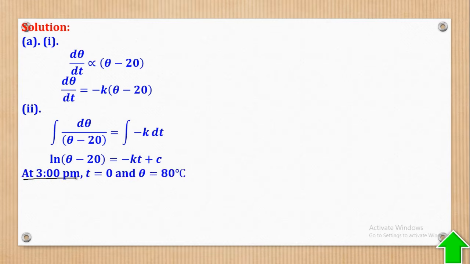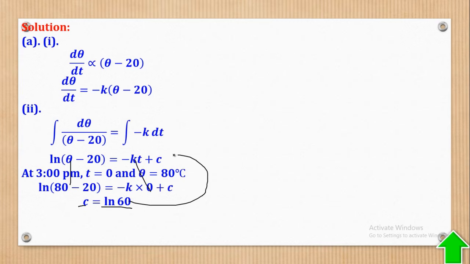So at 3 p.m. t is equal to 0 because it is the starting time to measure, and the temperature was 80 degrees Celsius. So we shall substitute for t and theta to come up with that. So t is there and theta is there. Therefore C is equal to ln 60. So now I've been able to get C. I'll substitute for C in that equation to come up with that.